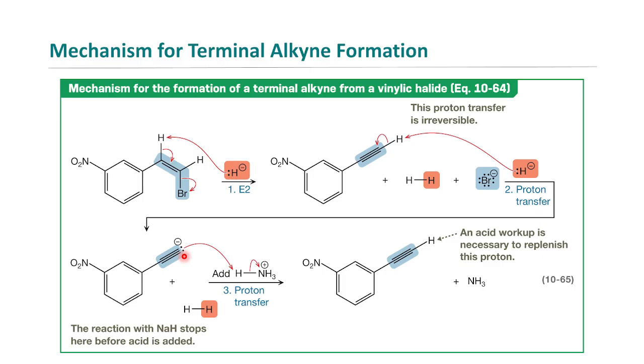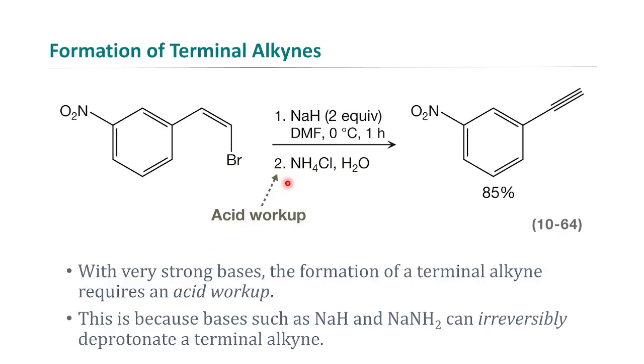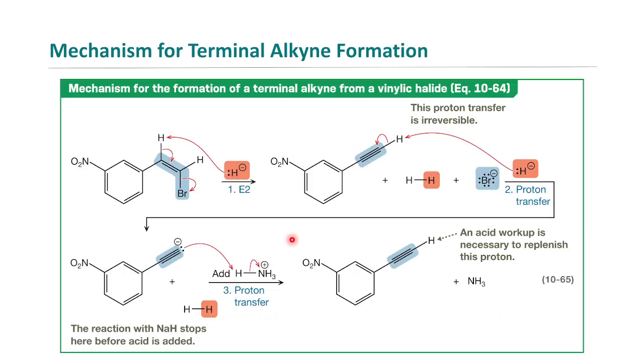And so typically what you're going to do is a proton transfer step. That's adding the acid workup step. So we go ahead and add an acid. That's going to quench and get rid of any of our remaining hydride. And that's going to protonate this right here. And that's going to give us then the replenished proton, the normally acidic proton on the triple bond.